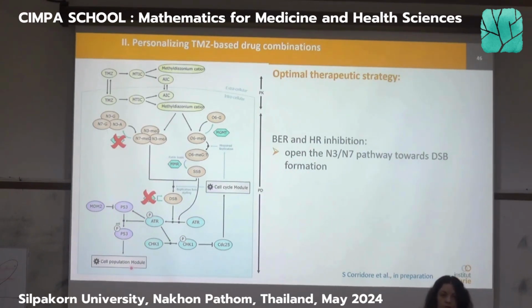And this is what we have found using the mathematical model. So basically, in resistant cells, this path is completely blocked upstream, because this is blocked here. So you cannot go through that path. So the idea is to use the left path here and open it with two different types of inhibitors. Okay?